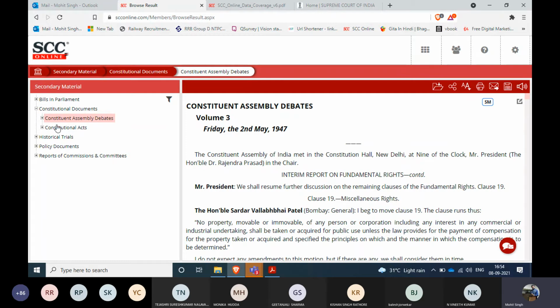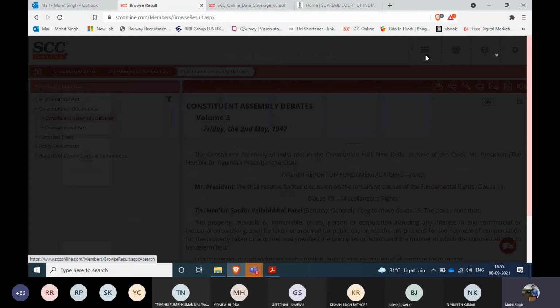Apart from that, we have historical trials, we have policy documents of different departments, and we also have reports of commissions and committees such as law commission reports, which you might have heard about. Let's move forward to the dashboard now.